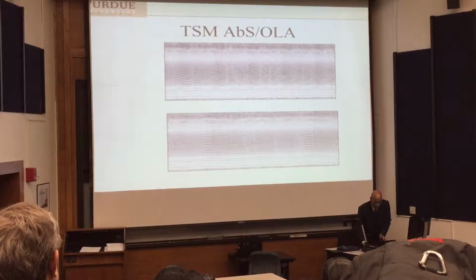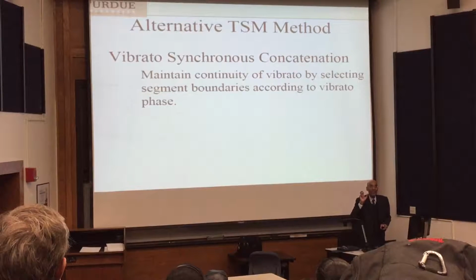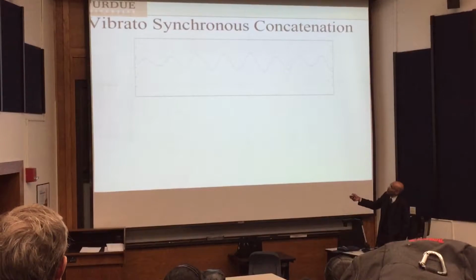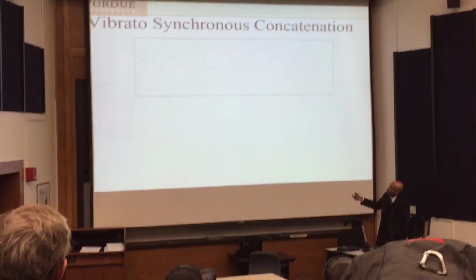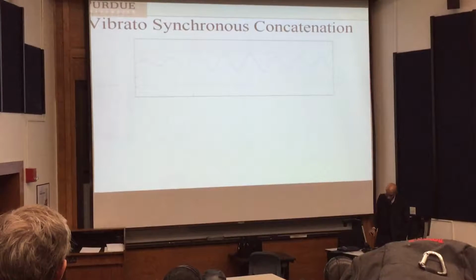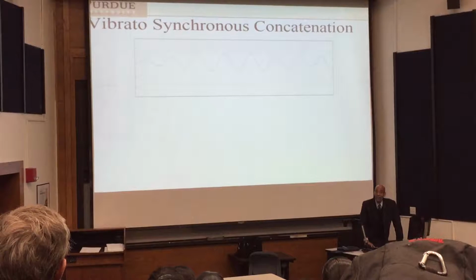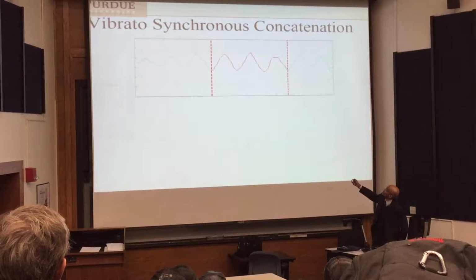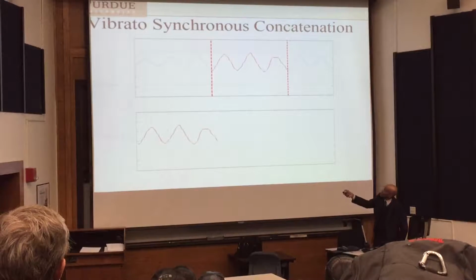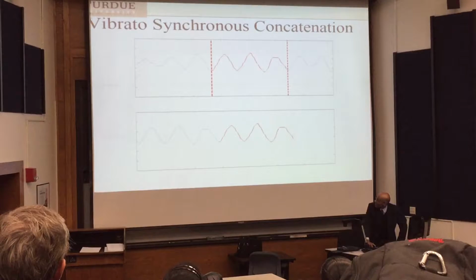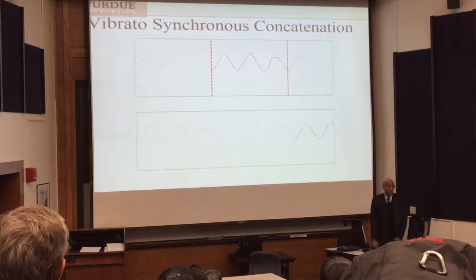So here's a solution. We use vibrato synchronous concatenation. What we do is we look at the vibrato signal. So this is that slowly varying signal, frequency of about 5 hertz. And we identify the boundaries. So we look at a full cycle there, and then we concatenate that. We replicate that as part of our timescale modification. And so that way we can preserve the quality in a way that's natural.